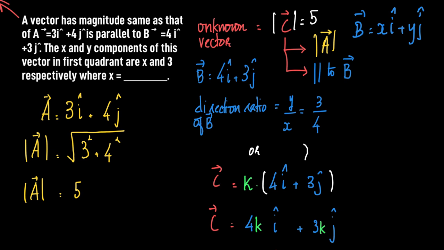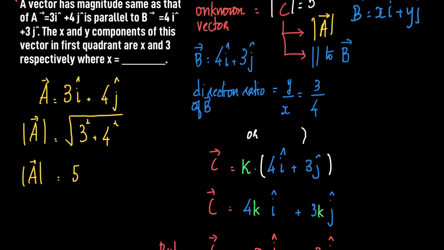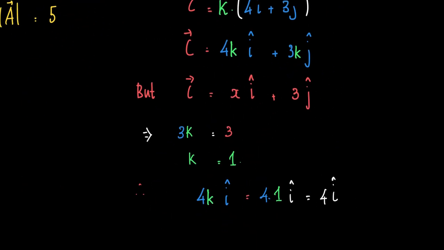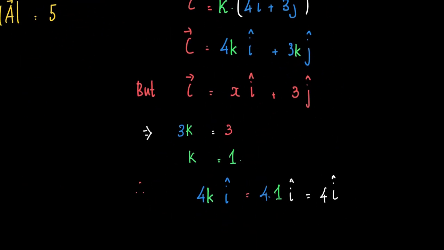So we can otherwise write that vector C is equal to k times 4i plus 3j. If vector C is parallel to vector B, vector C is k times vector B. Multiplying k into the vector, k into 4 is 4k i cap, k into 3j is 3k j cap. So vector C is 4k i cap plus 3k j cap.